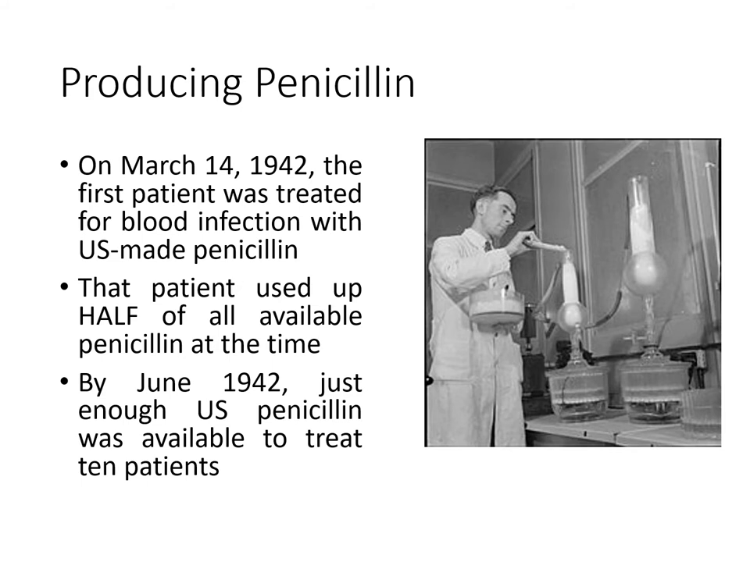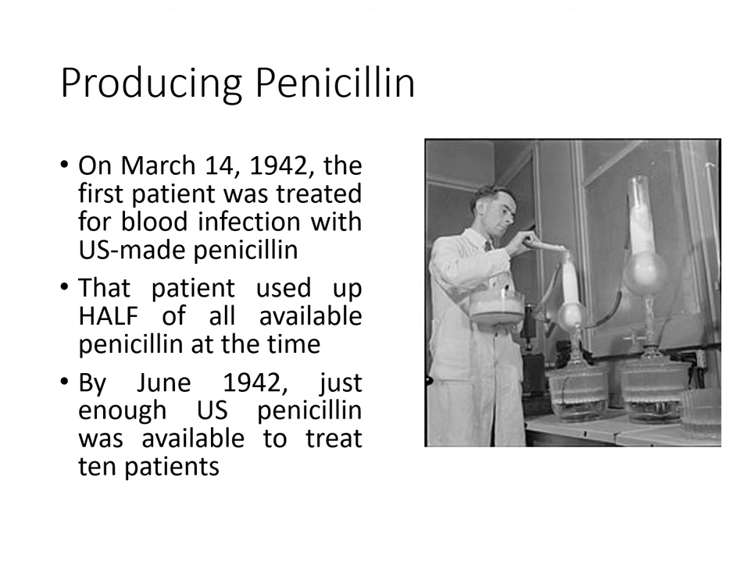In the beginning, isolating the antibiotic produced by the mold was very time consuming. It was expensive and it was labor intensive. The challenge of mass producing the drug was a very daunting task. On March 14, 1942, which was 14 years since Fleming's first discovery of penicillin, the first patient was treated for blood infection with penicillin that was made in the US. Just to treat that one patient alone used up half of all the available penicillin at the time. So you can see, right, it takes a very long time to produce, and you're not making a lot, right? It wasn't a very effective way to treat people on a large scale.